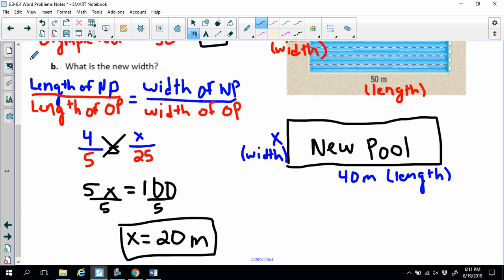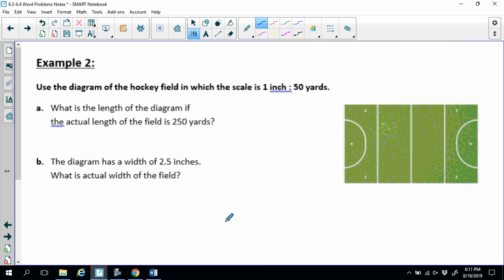Okay, so now we're going to do example 2. Example 2 says, use the diagram of the hockey field in which the scale is 1 inch to 50 yards. So part A says, what is the length of the diagram if the actual length of the field is 250? Okay, so here, the length of the diagram, we don't really know what that is. But we know that the actual length of the field is 250 yards. Now, we're going to use our scale factor to help us out.